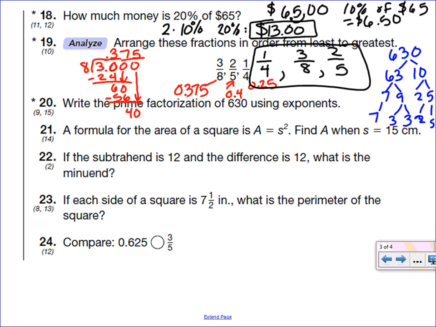So the prime factorization would be 2 times 3 times 3 times 5 times 7. So 2 times 3 is 6, times 3 is 18. And then 18 times 5 would be 90, and then 90 times 7 would be 630. So that works. Now they want us to do it using exponents though. So anytime we have multiple of the same number, we're going to use an exponent, which only applies to the 3's. So we will have 2 times 3 squared, since there's 2 of them, times 5 times 7.